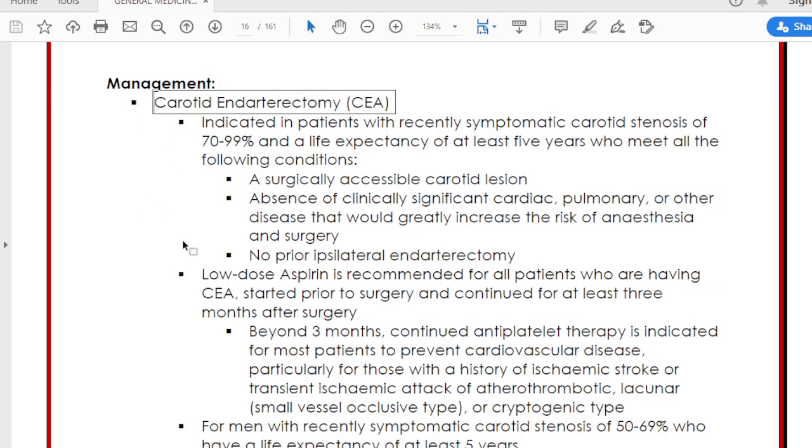Management. Carotid endarterectomy, CEA. Indicated in patients with recently symptomatic carotid stenosis of 70 to 99% and a life expectancy of at least 5 years who meet all the following conditions. A surgically accessible carotid lesion. Absence of clinically significant cardiac, pulmonary, or other disease that would greatly increase the risk of anesthesia and surgery. No prior ipsilateral endarterectomy. Low-dose aspirin is recommended for all patients who are having CEA, started prior to surgery and continued for at least 3 months after surgery.